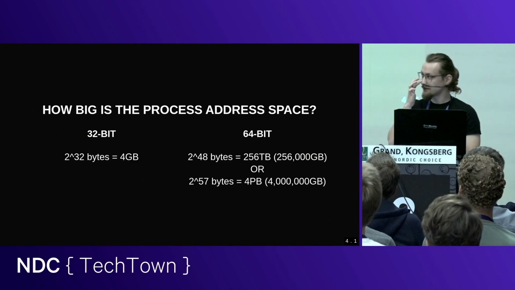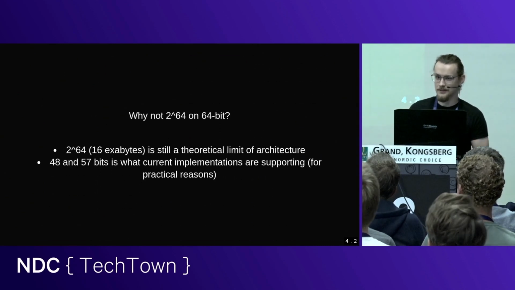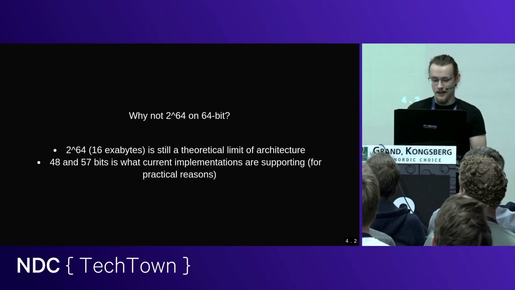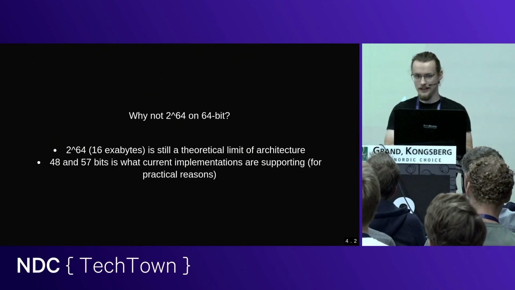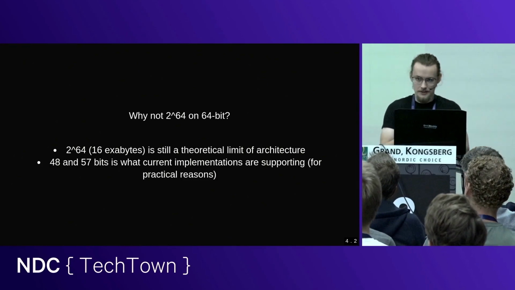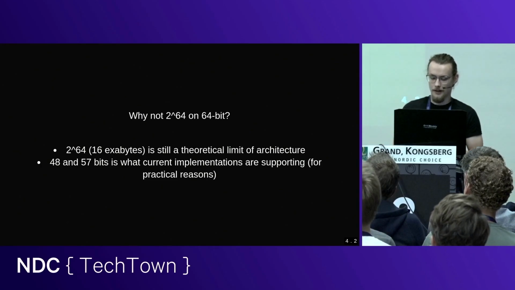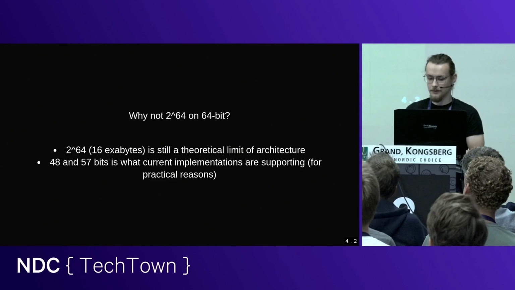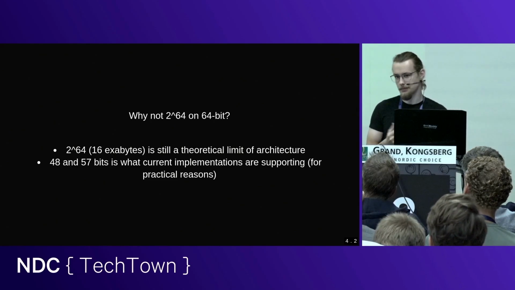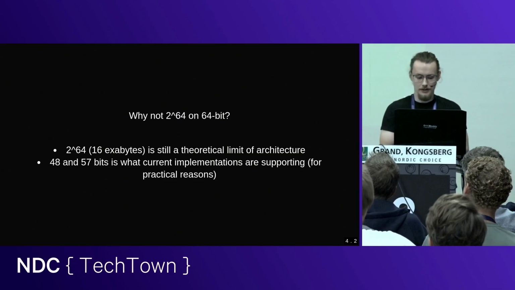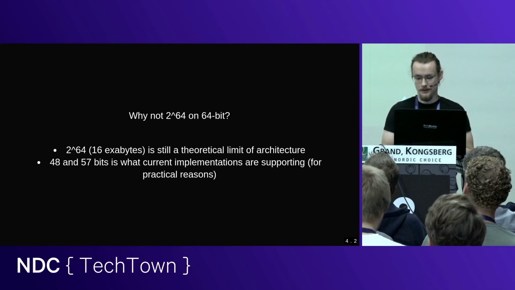Okay, so when I saw this, I think the natural question is, why are we not using 2 to the power of 64 on 64-bit? That seems like a natural choice, right? And this limit, 2 to the power of 64, is still a theoretical limit of the architecture. So the registers are not 48 bits long, they are 64 bits long. But 48 and 57 bits is just what current implementations support for practical reasons. And by implementation, I mean a combination of both the hardware and the software, which is the operating system.